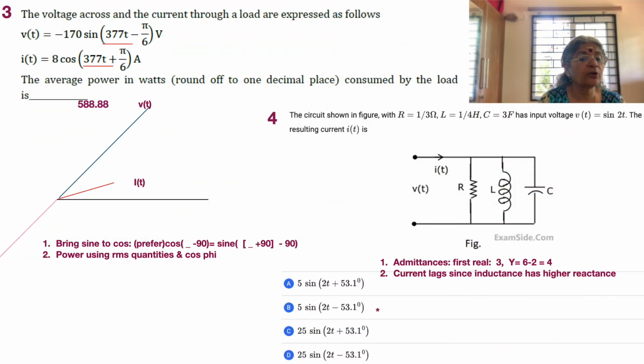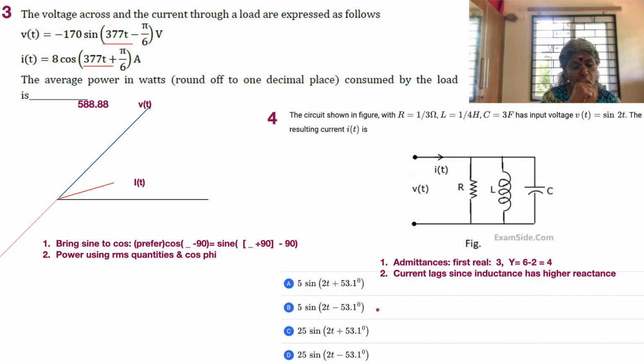So problem 3: the voltage across and the current through a load are expressed as follows: v(t) is equal to minus 170 sin(377t minus pi by 6) volts, and i(t) is equal to 8 cos(377t plus pi by 6) amps. Okay, so it's not sine, it's cosine there, but 377t is the same, which means that they have the same frequency. The average power in watts, rounded off to 1 decimal place, consumed by the load. So that's what we are going to do.